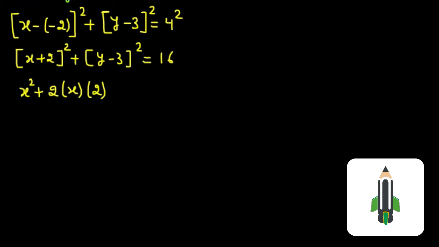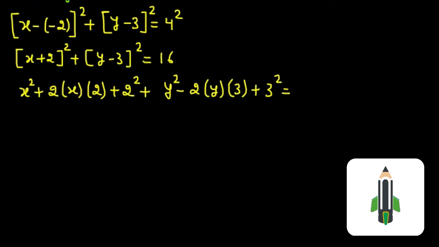Now here we are using (a + b)², which is a² + 2ab + b², and a² - 2ab + b², which is the formula of (a - b)². Now after solving this, we will get the equation which is x² + y² + 4x - 6y - 3 = 0.